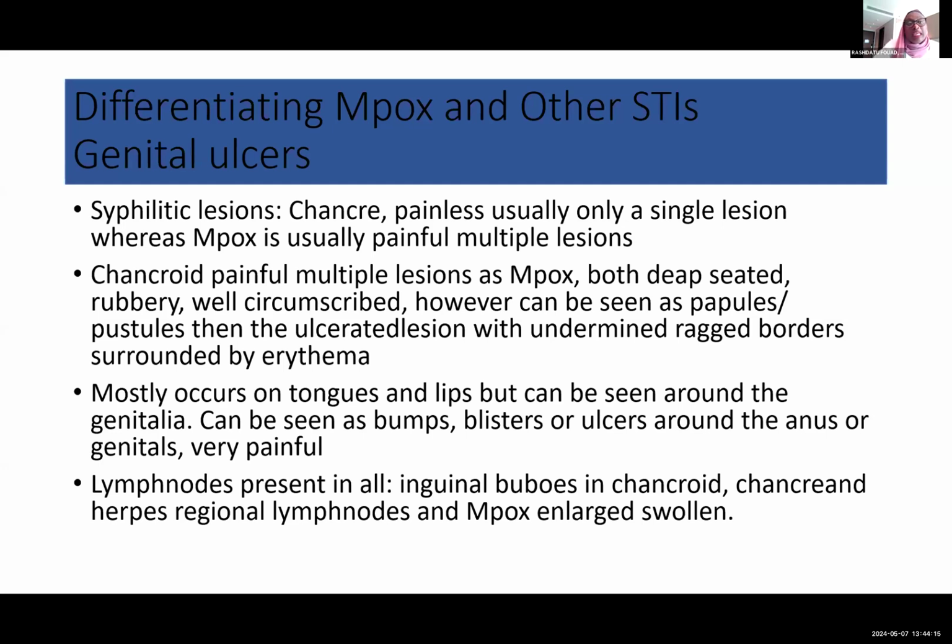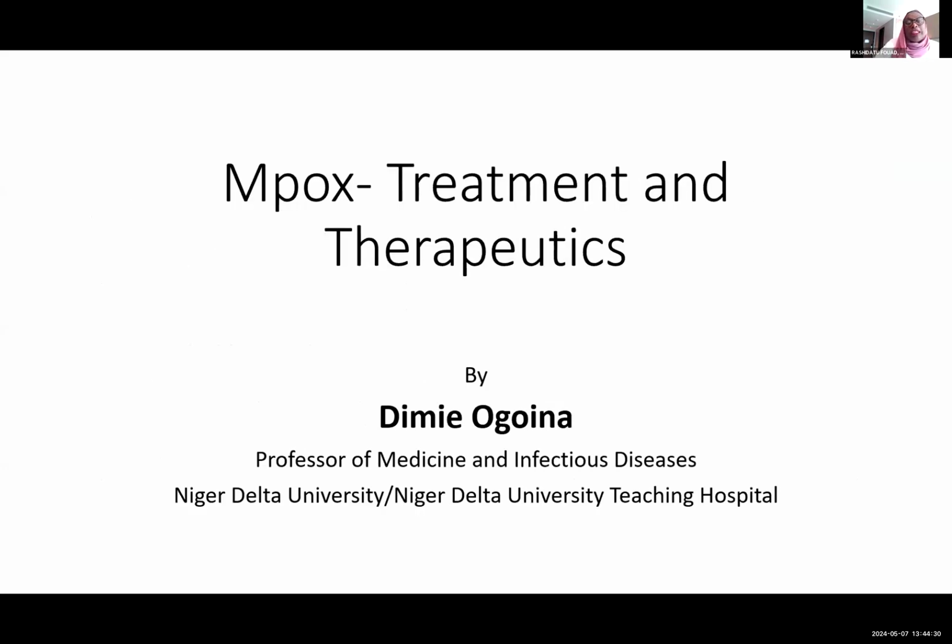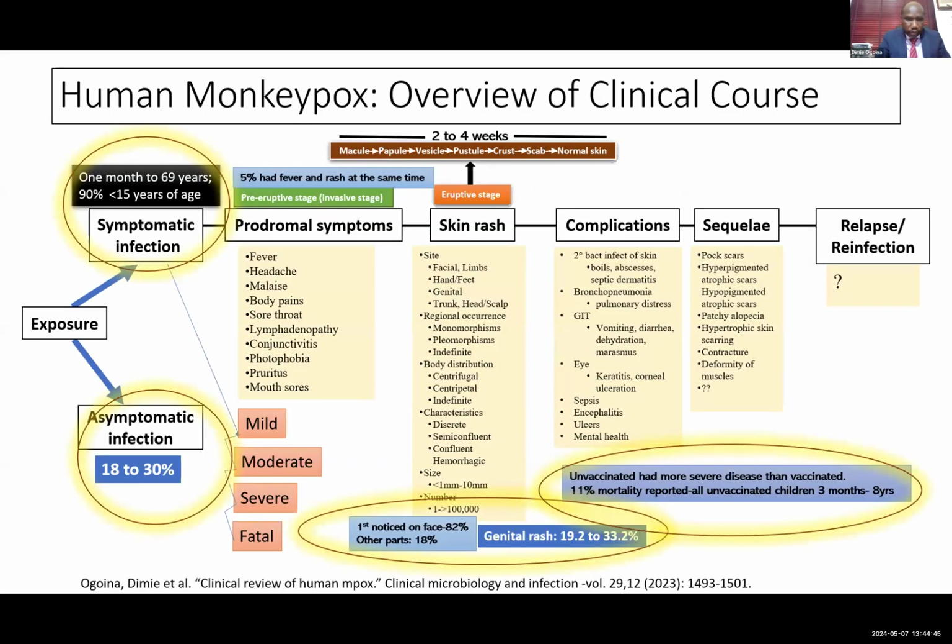So I think this is my last slide, and I would like to hand over to Professor Dimi Oguna to talk about the treatment options that we have for mpox. Let me hand over now to Professor Dimi, a professor of medicine and infectious diseases from Niger Delta University Teaching Hospital. Over to you, Professor Dimi. Yeah, thank you very much, Dr. Rashidatu, and good day to everybody.